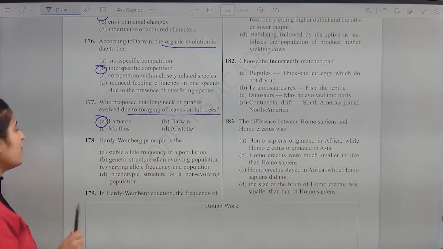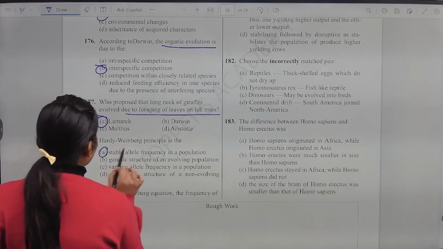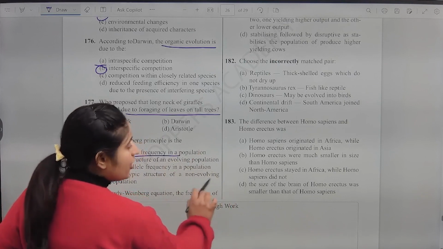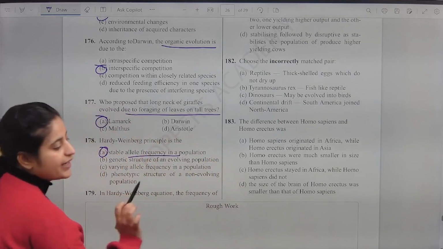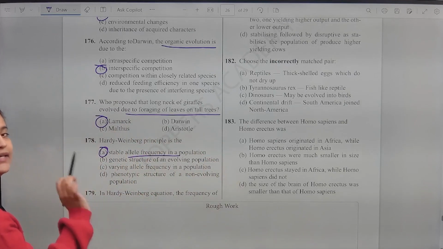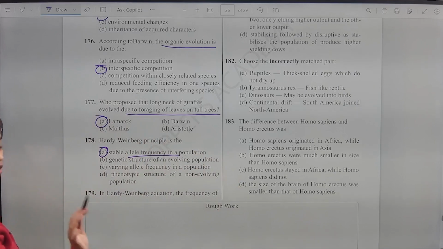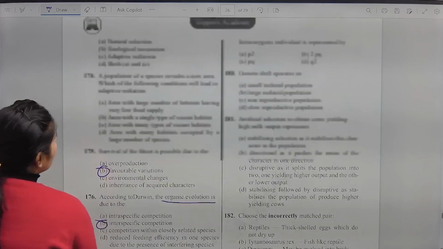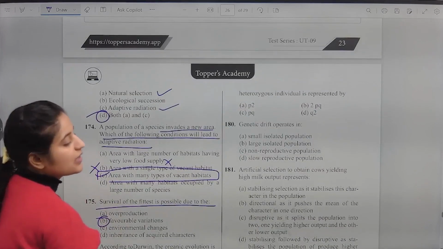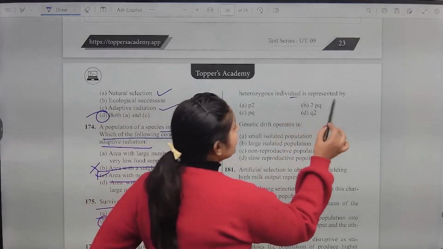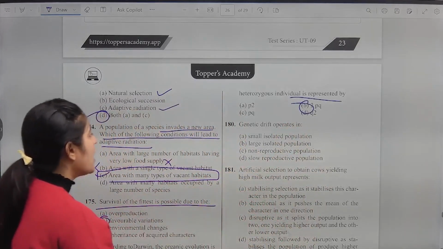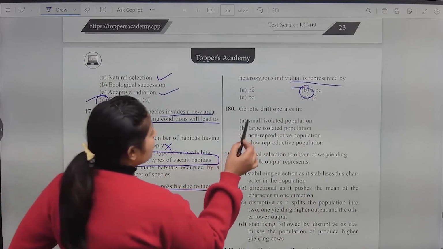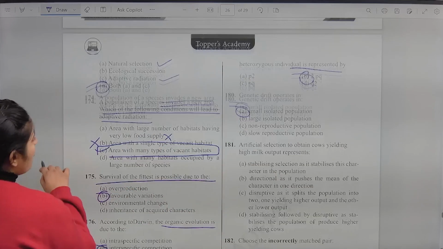Okay. HWE principle is what? HWE's principle is the stable allele frequency in a population. If it gets disturbed, HWE is also affected, and this can be affected by natural selection, mutation and all. Next, in the Hardy-Weinberg equation, the frequency of heterozygous is represented by 2pq. Genetic drift operates in, I told you now, the small isolated population.